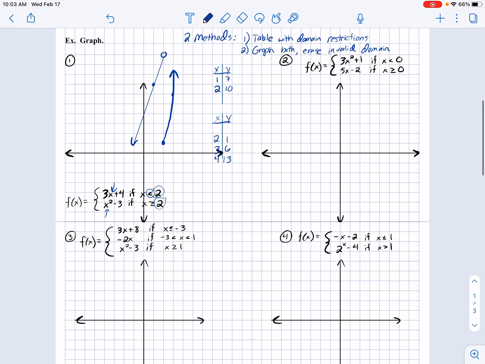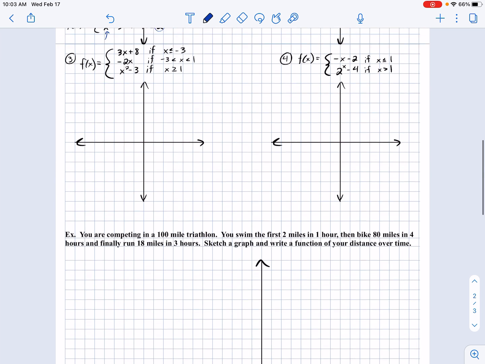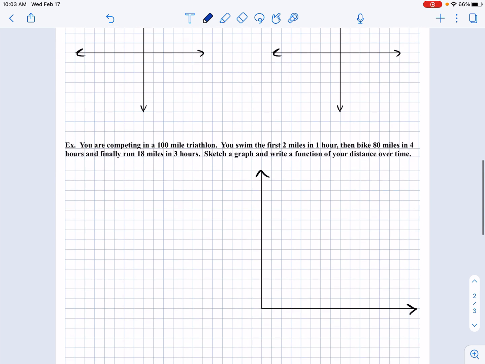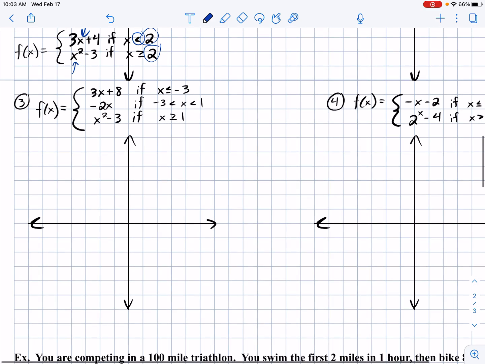Let's try another. Let's try number 3. It has 3 functions, and then you can finish up with 2 and 4 on your own. And then we'll do the last example, the word problem together, okay? For number 3, 3 functions make 3 tables.